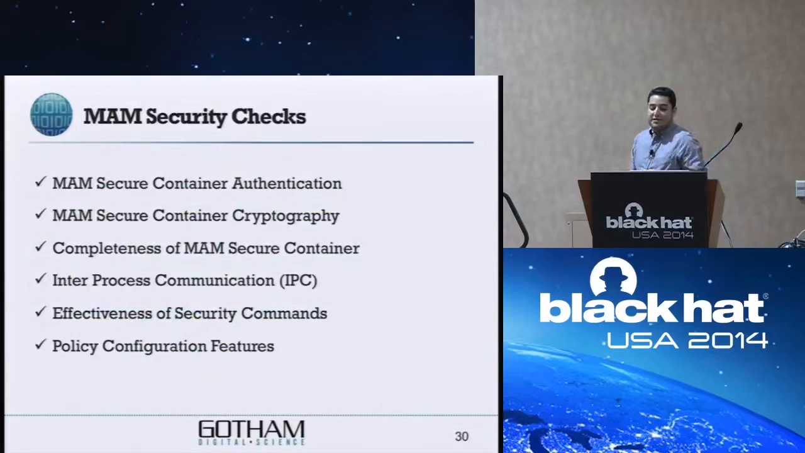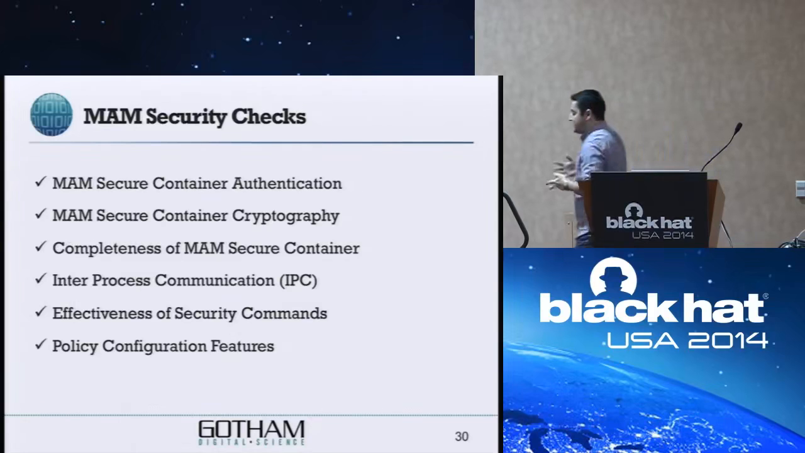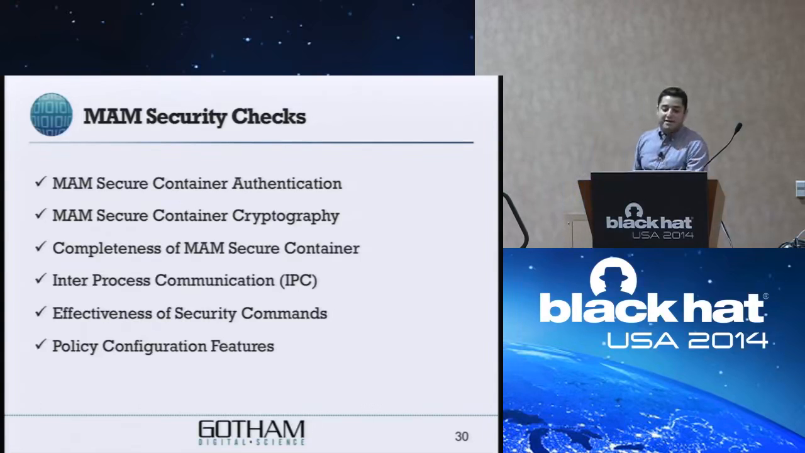So let's talk about some of the security checks we're going to be doing. We're going to look at container authentication, the cryptography, and the completeness of the secure container. When I say completeness, what that means is, you're doing app wrapping. You've got your cryptography, great, but how effective is that cryptography at encrypting everything that needs to be encrypted? Maybe if I use one API, it encrypts, but if I use this other API, which they forgot about, then it won't be encrypted. So, testing how effective that is.